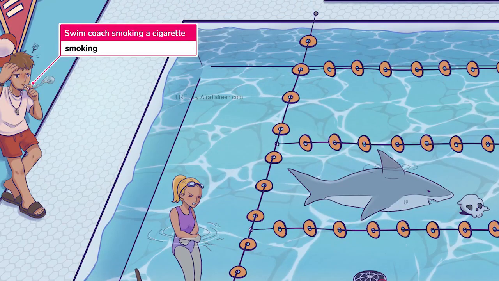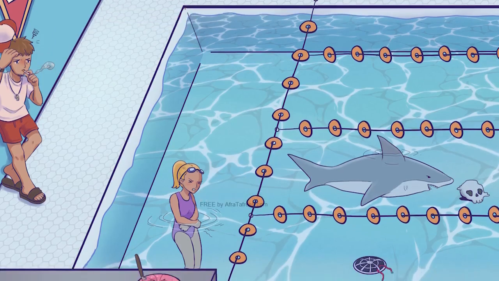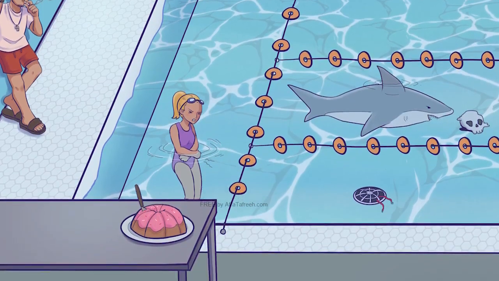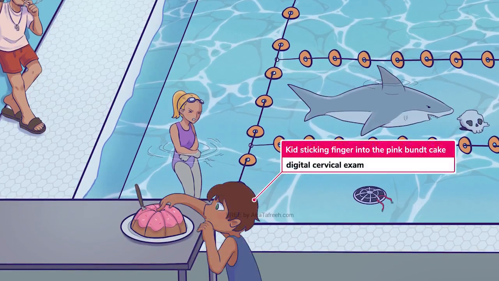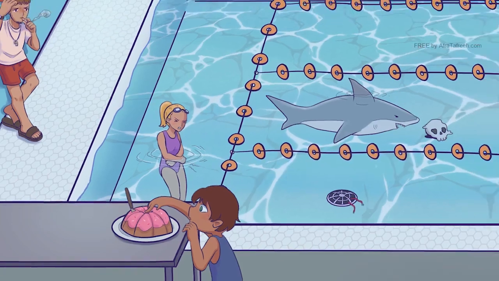Coach over here is turning to an age old and not recommended form of stress relief, the old cancer stick. Now, moving on to our objective findings. Your pelvic exam, specifically the digital cervical exam, is going to tell you a lot. We've represented a digital cervical exam with this kid sticking his finger into the pink bundt cake. If the patient is having regular contractions and you find her to be 2 centimeters or more dilated, then she's most likely in preterm labor.